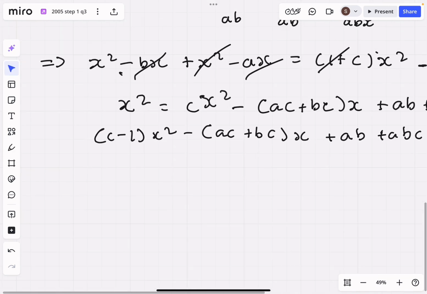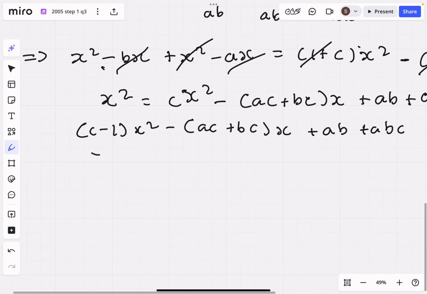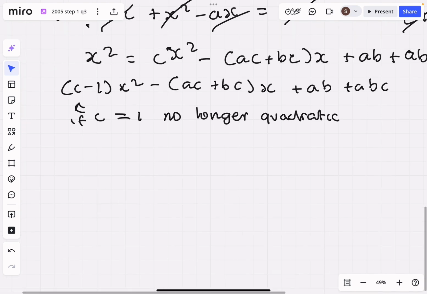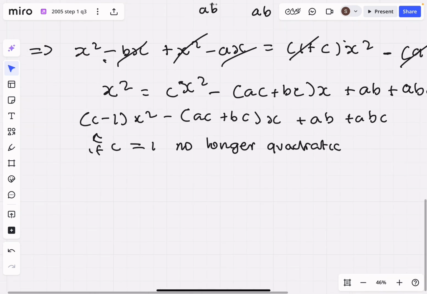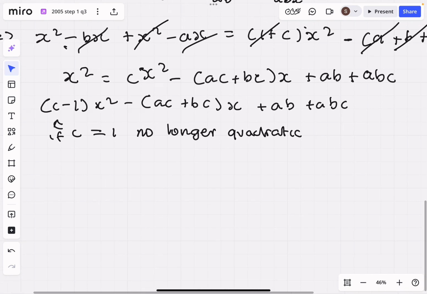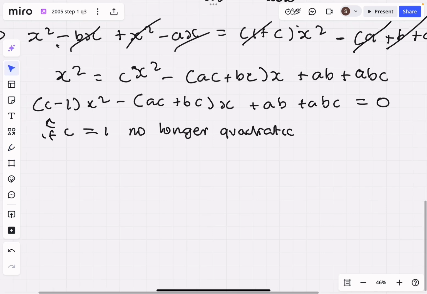Now one thing to notice is that the reason c is not equal to 1 is that if c equals 1, then we can't recover a quadratic, so this no longer becomes a quadratic. So let's move on.